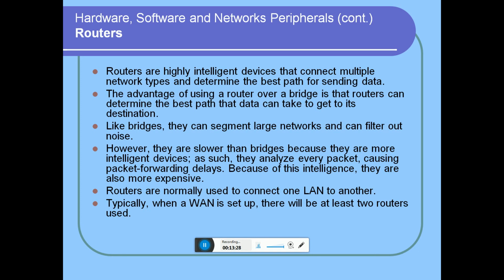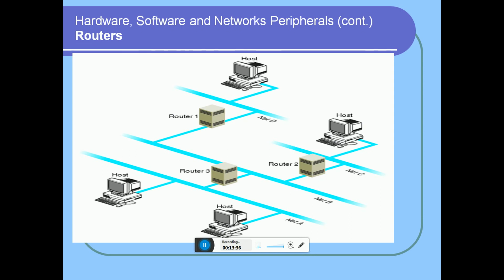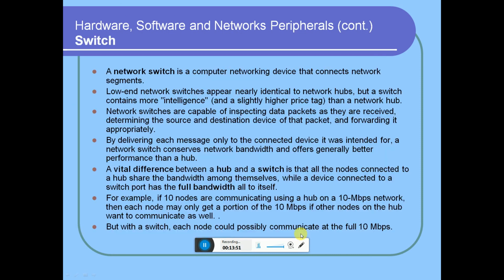Routers are normally used for connecting LANs and WANs. When a WAN is set up, there will be a list of the routers used. This is the host at two different places. There are four different places where the host is. This is the network, and this is router one, router two, router three, router two. Connecting this diagram.